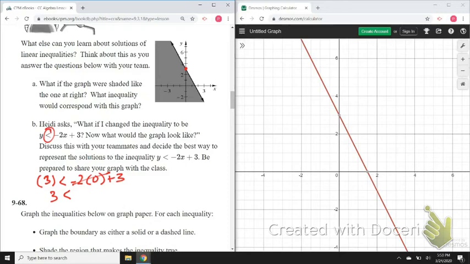3 is less than negative 2 times 0, which is 0, plus 3. So we have 3 is less than 3. Is this true or false? Is 3 less than 3? Absolutely not. This is false. 3 is equal to 3.